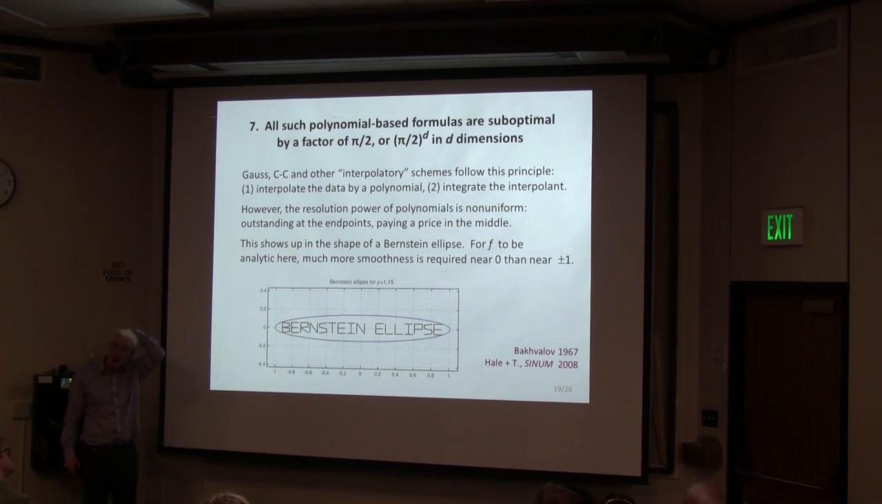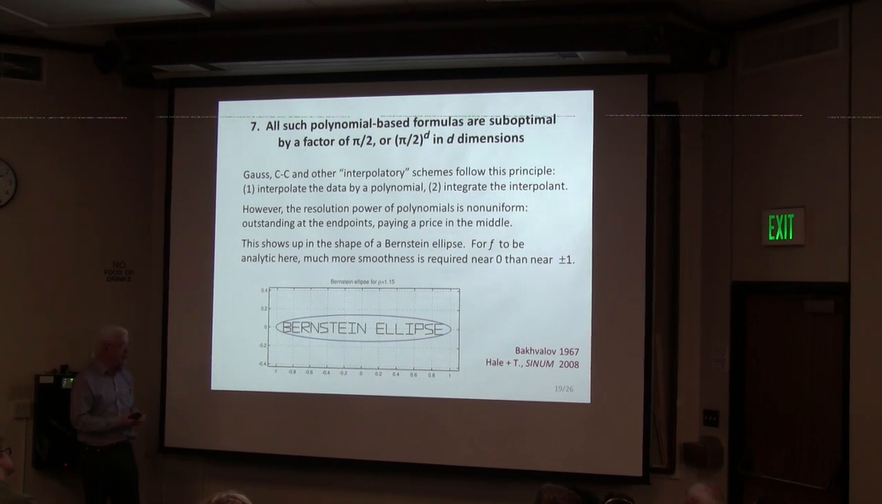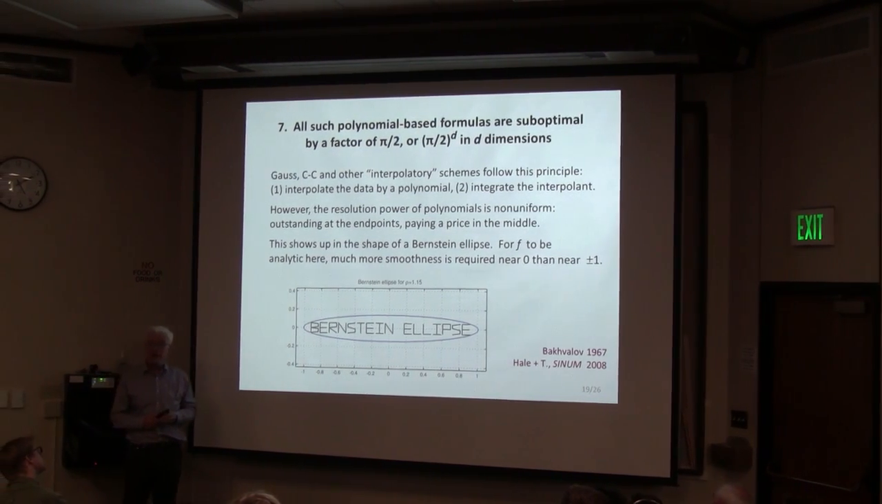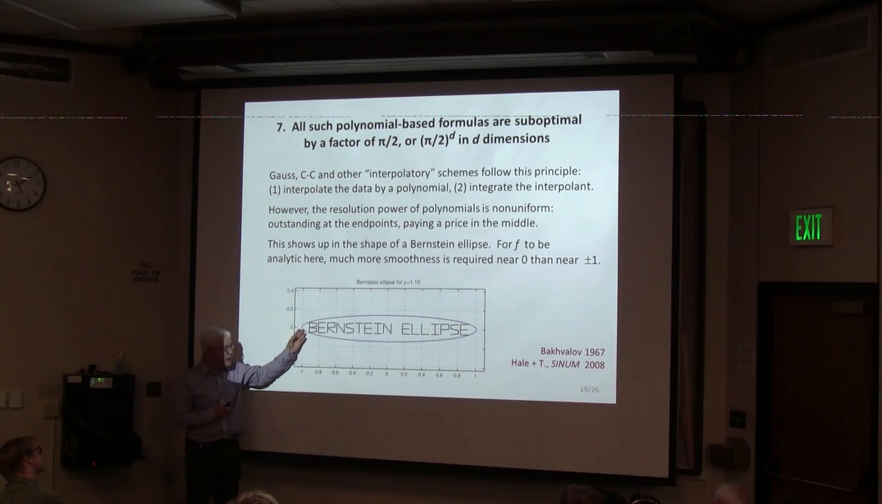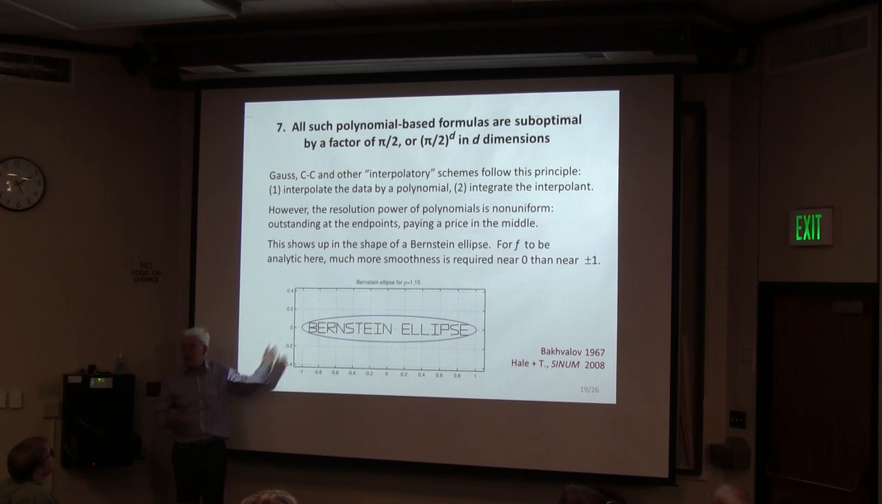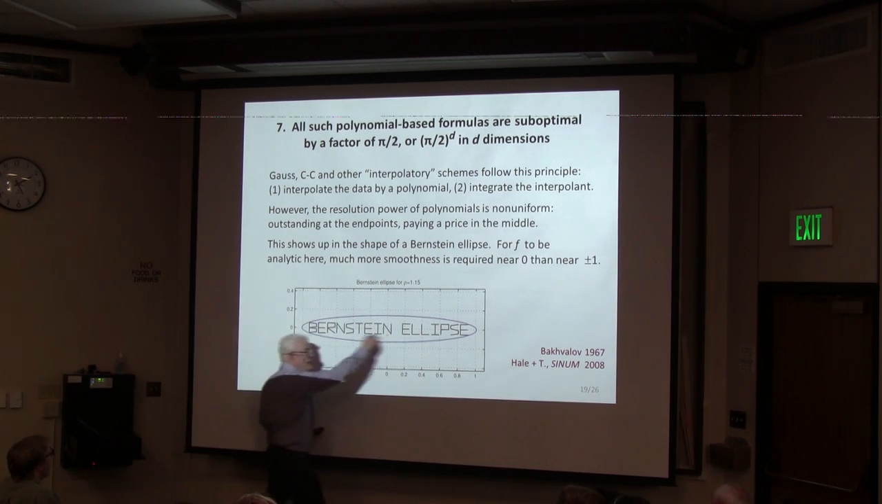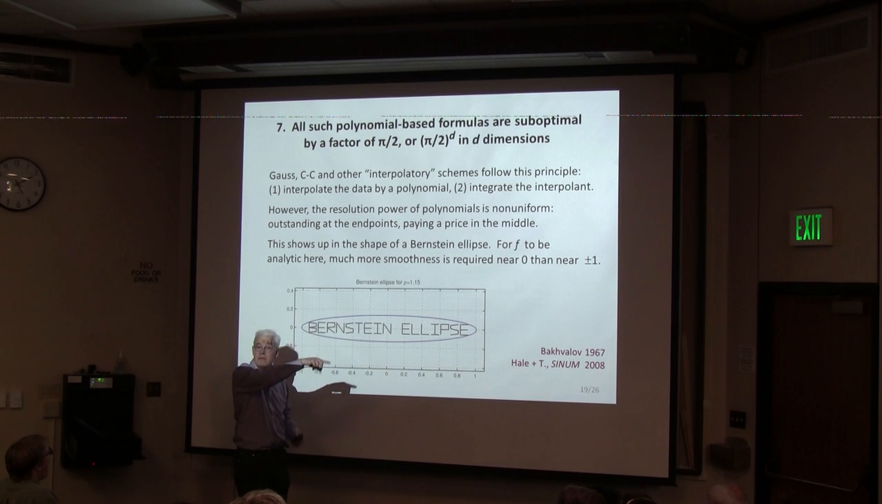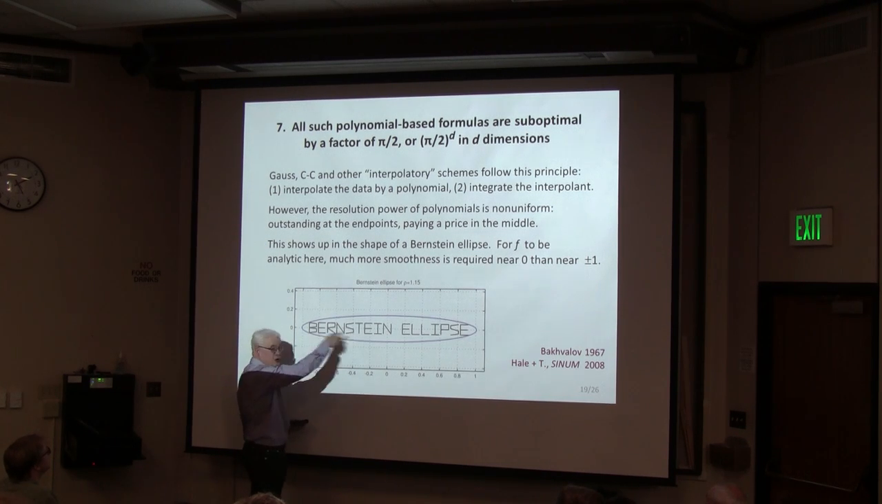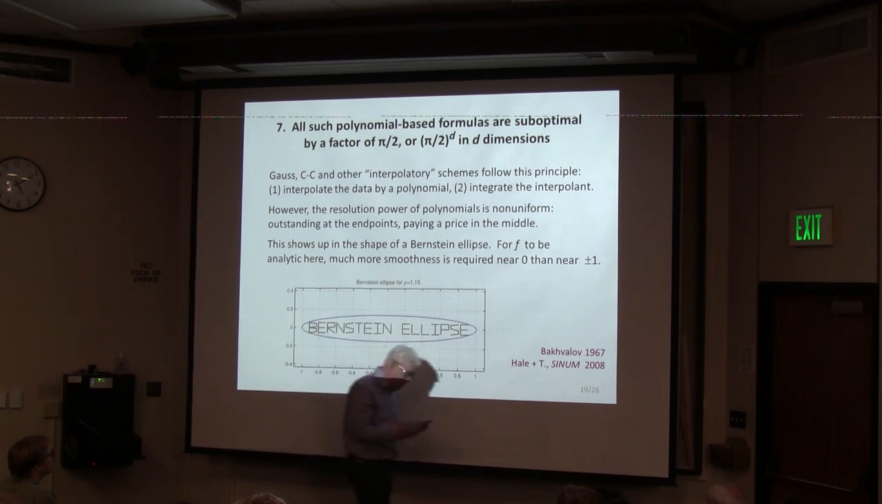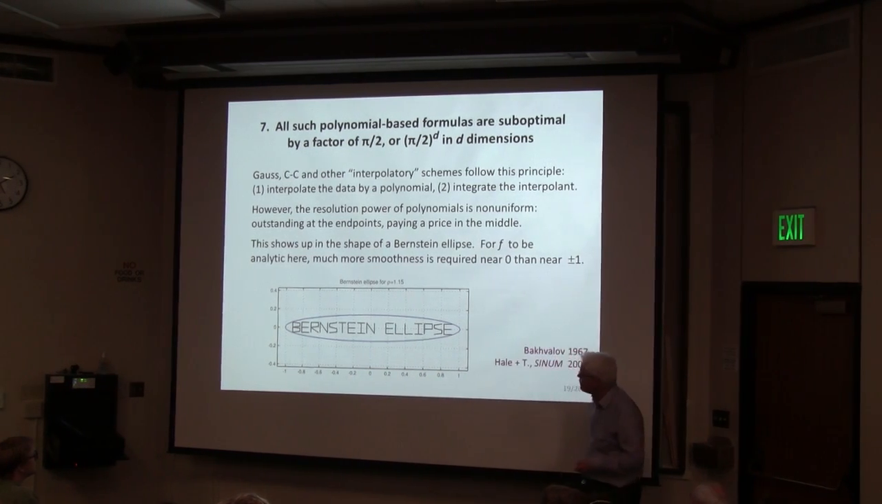So when people say that Gauss is optimal, that means it integrates exactly polynomials of the highest possible degree. Well, that may have little to do with what an engineer would care about. From the natural engineering point of view would be, I have a function, it's sort of equally smooth everywhere. What's the optimal formula for a function that's equally smooth everywhere? Polynomials will not give you that.